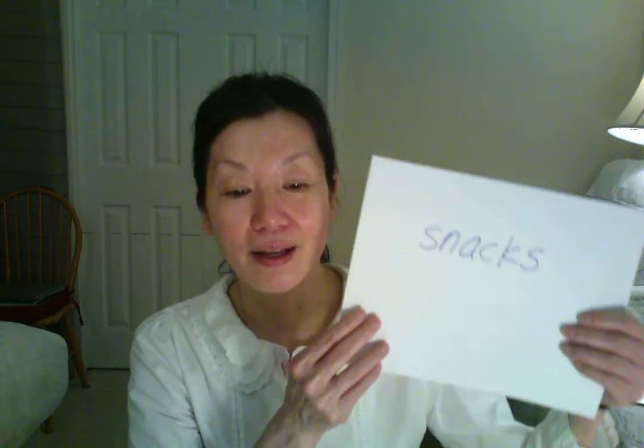Next one, we say what? Snacks. Snacks in Chinese, say what? You know this one. 零食, 食 is meal, food. 零食, snacks. The next one.